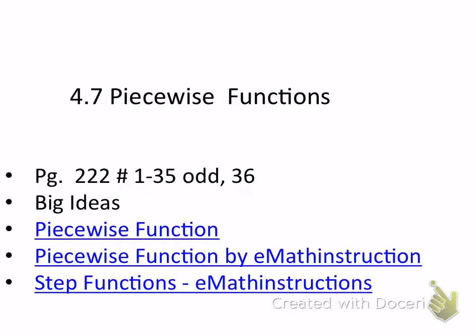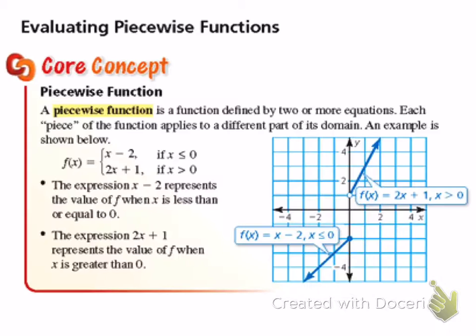All right, so today we are talking about piecewise functions. This is 4-7 in your book. A piecewise function is a piece of a function. We are seeing pieces of functions. As you can see in the graph, you'll see more than one equation and you see little pieces.